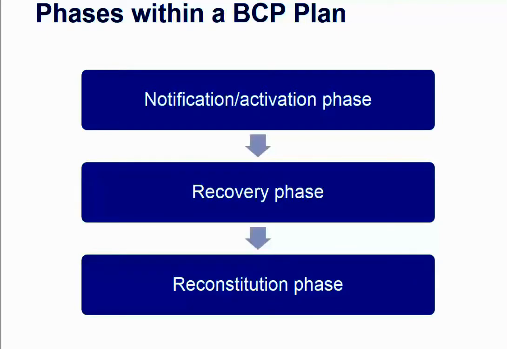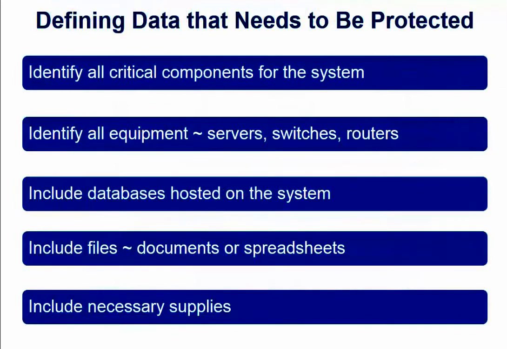Okay, so we've already gone through some of the phases within a business continuity plan: notification, activation phase, recovery phase, reconstitution phase. So, defining the data that needs to be protected. Identify all critical components for the system. Identify all equipment, servers, switches, routers, etc. Include databases hosted on the system. Include files, documents, or spreadsheets, and include necessary supplies.